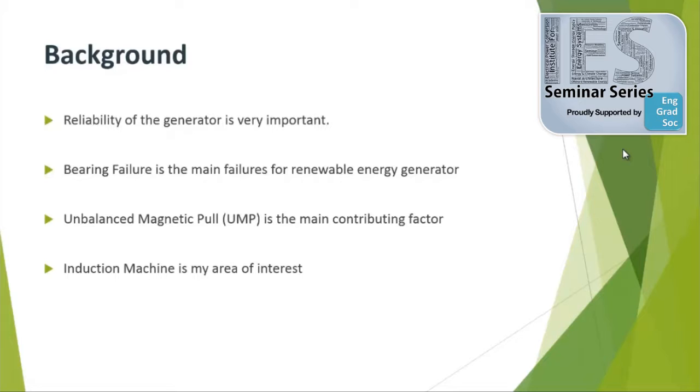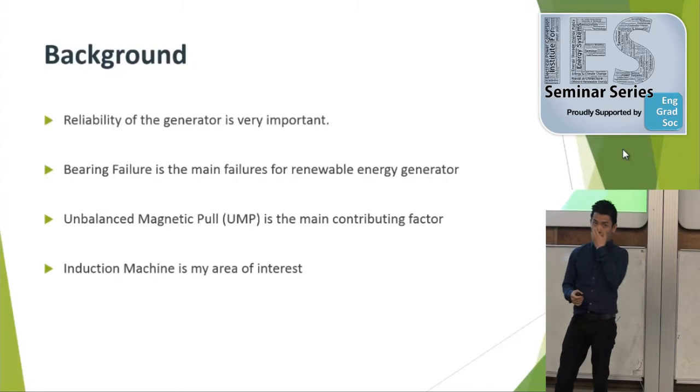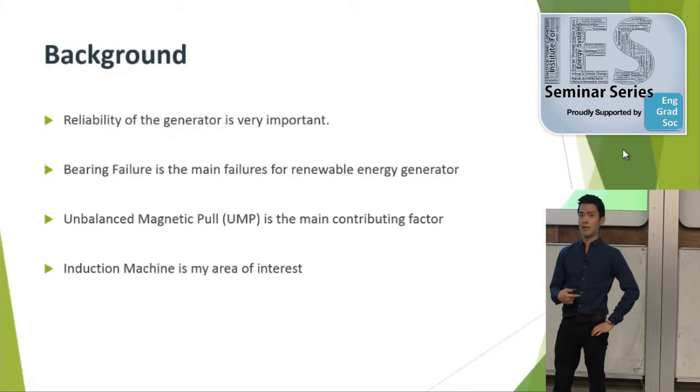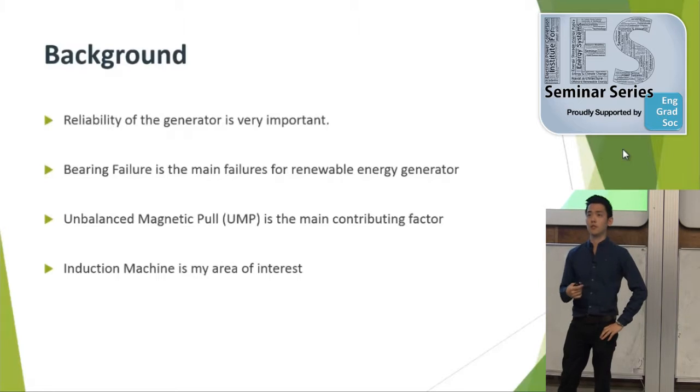So bearing failure is the main failure of the renewable energy generator, and the unbalanced magnetic pull is the main contributing factor towards the failure. The machine that I'm looking at for the unbalanced magnetic pull is the induction machine. The reason that I chose the induction machine is that it is the most robust machine, and it doesn't need any rare earth material to build it.